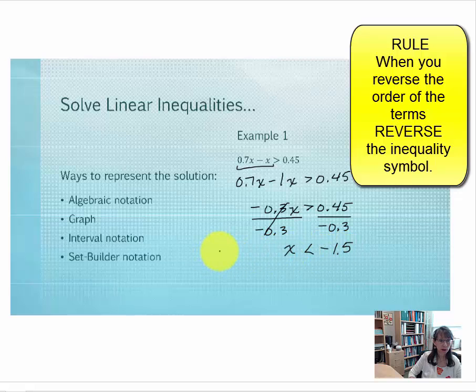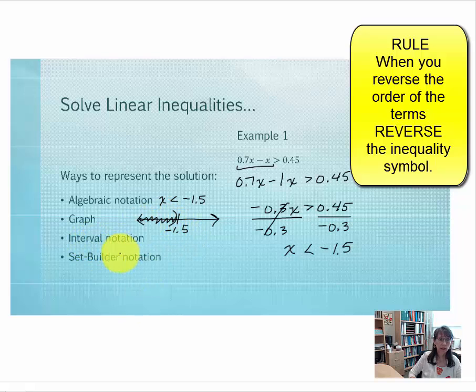So this is our algebraic notation. I'll just rewrite it over here. X is less than -1.5. Now from here, we should be able to display that on a number line. On the number line, I'm only marking where -1.5 appears. So I'm just going to pick some place near the middle, -1.5. To be less than that is shading to the left. We do not have equal to -1.5, so we use a parenthesis at the -1.5 to show that that value is not included.